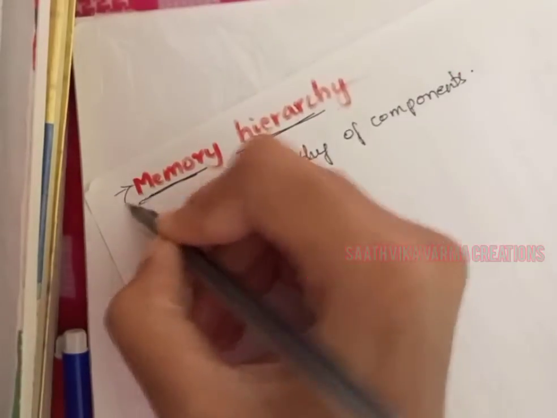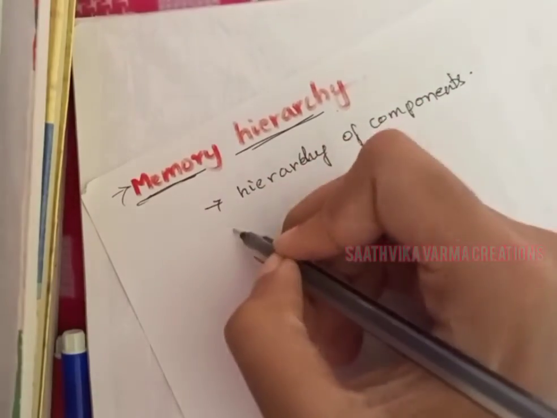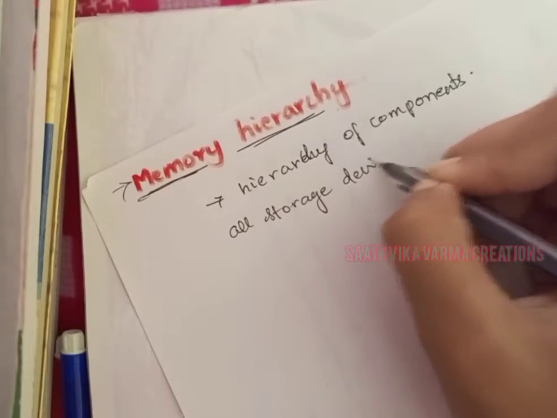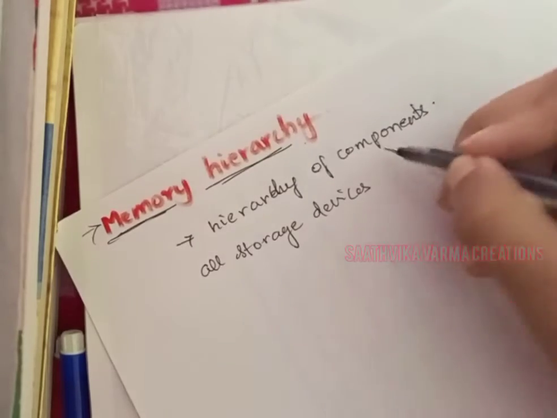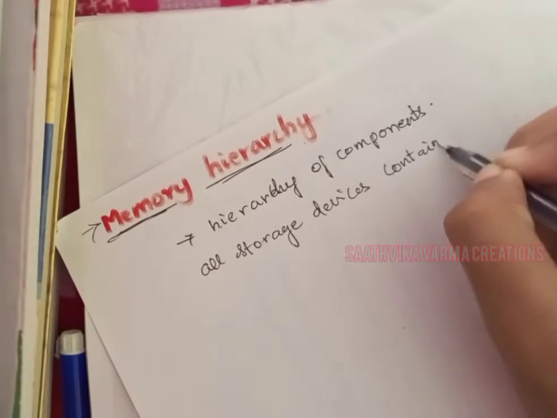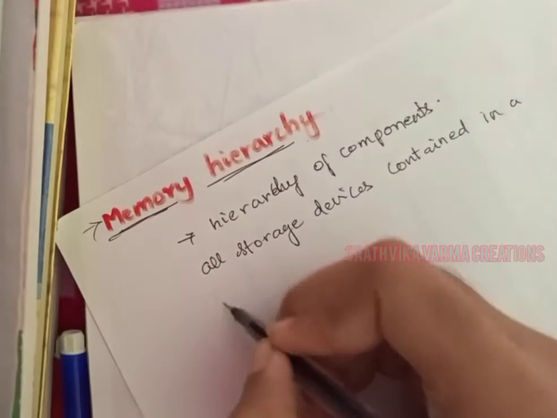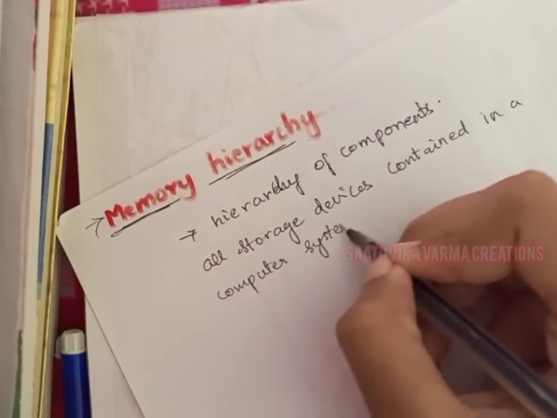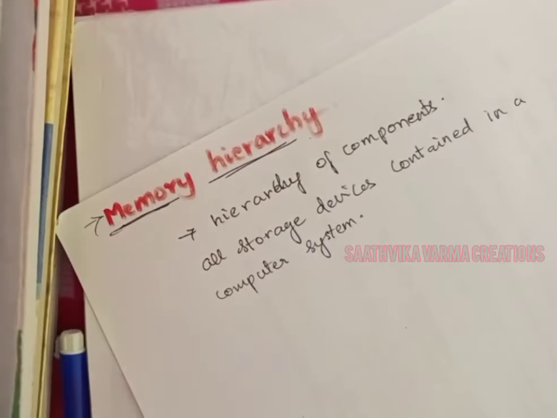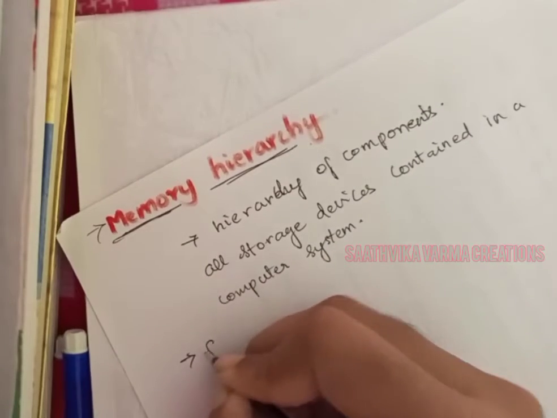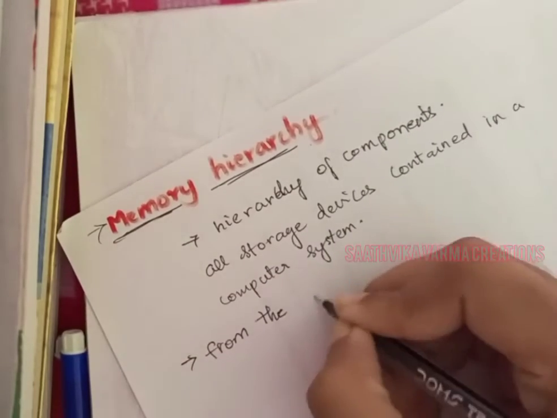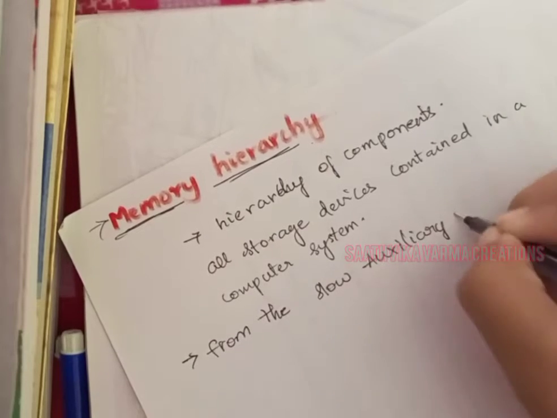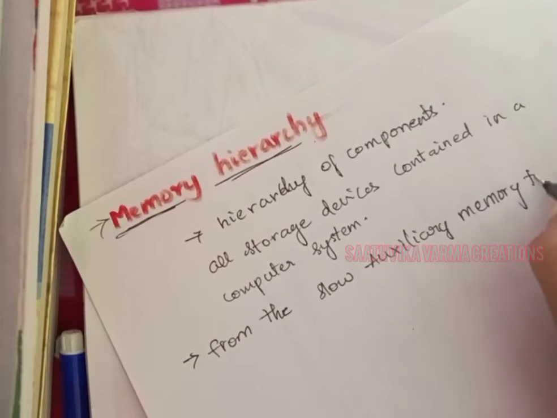The total memory capacity of a computer can be visualized by a hierarchy of components. The memory hierarchy system consists of all the storage devices contained in a computer system, from the slow auxiliary memory to fast main memory and to smaller cache memory.